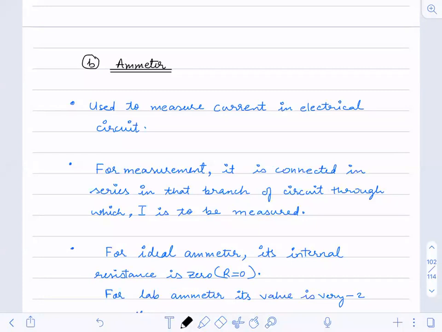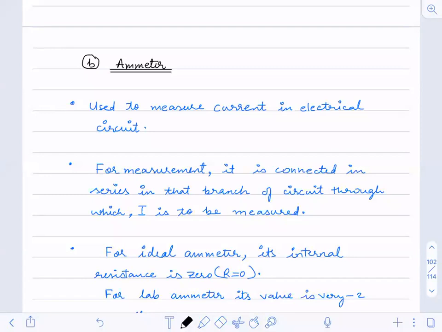So you can say any value of current. Any value of current you can measure from this one.